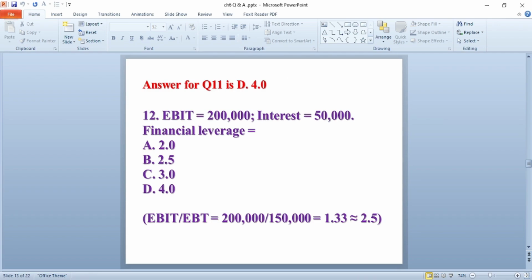Question 12. Earning before interest and tax is 200,000. Interest is 50,000. Financial leverage is equal to dash. Financial leverage is equal to earning before interest and tax divided by earning before tax, which is equal to 200,000 divided by 150,000, which is equal to 1.33. So the answer is B.